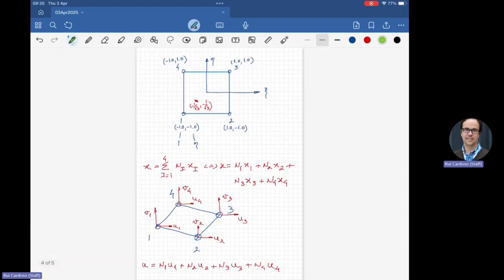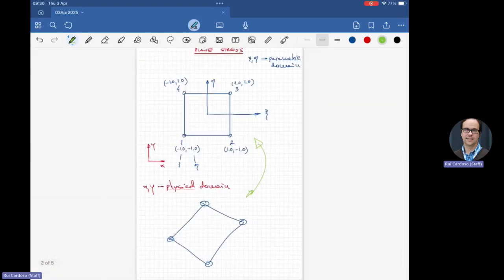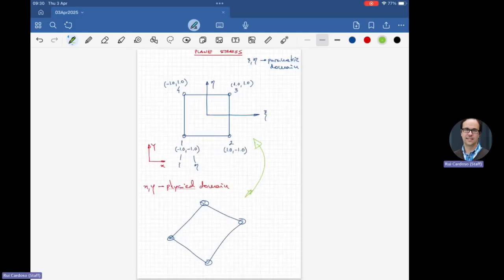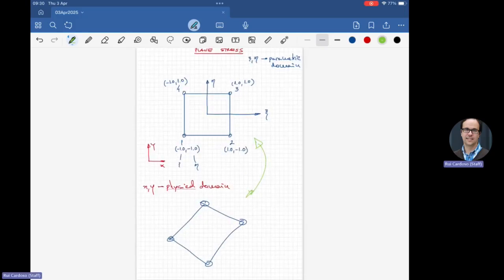So that's why I talk here about this mapping between these two coordinate systems. We'll need to map, or make a transformation, from this parametric domain to the physical domain of the element. Okay? And in fact, I'm just about to do that.